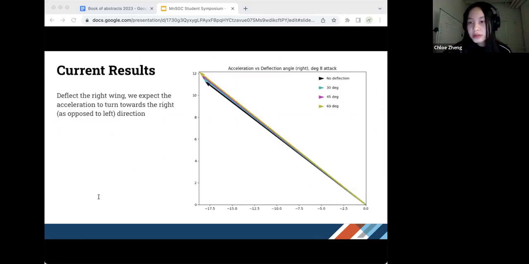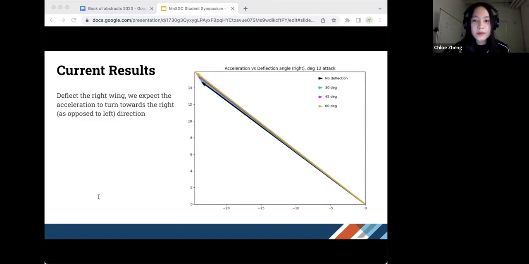The next couple of slides show our current results. I deflected the right wing, so you can see its acceleration is moving towards the right, and with a larger angle of deflection, it moves even more to the right, which is exactly what we expect. And this is with different angles of attack: 8, 10, and 12 degrees. I'm just going to quickly skip over this part.